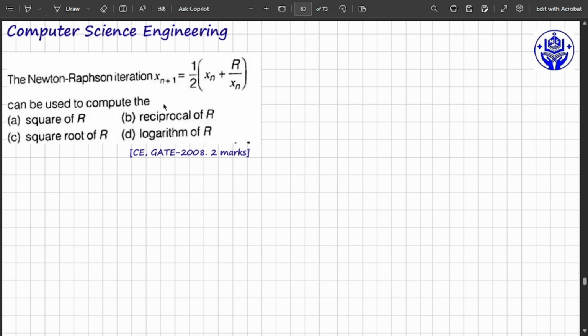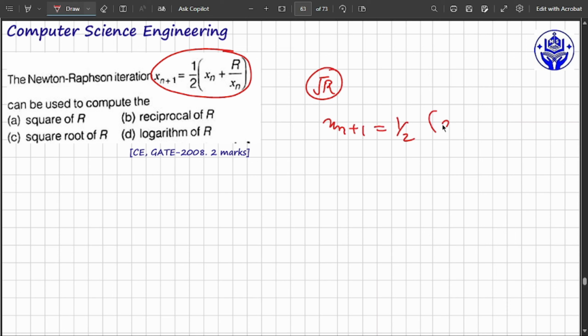Next one will be the Newton-Raphson scheme. Now here, in this case, the Newton-Raphson method can be used to compute the square root of r. What is the formula? Previously we have derived this. This is nothing but the formula of the root. Or either you can solve it using this: x_{n+1} is equal to 1/2 (x_n + r/x_n).